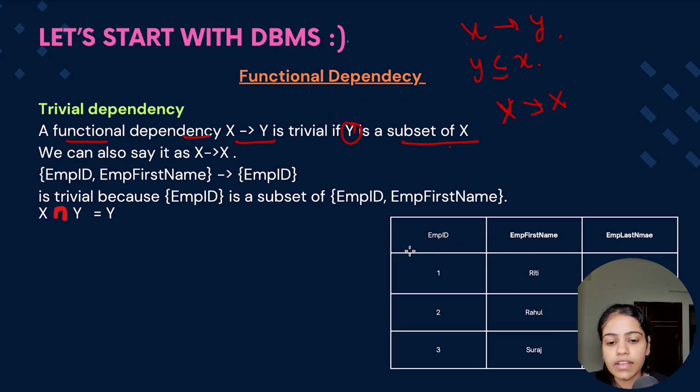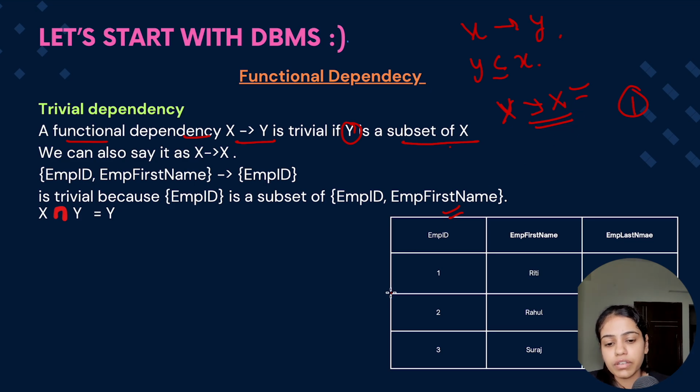We don't need to go ahead and check in our table, because x can always determine x. Employee ID can always determine employee ID. If I say that employee ID is 1, find the employee ID in the table, I can always find the employee ID because I know the employee ID is 1 here. So x will always determine x. This is a valid dependency.